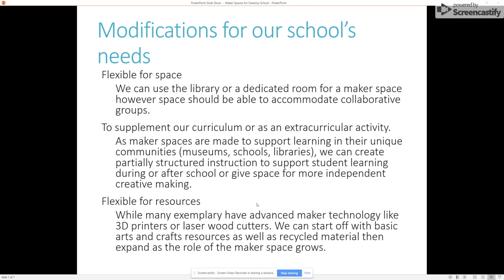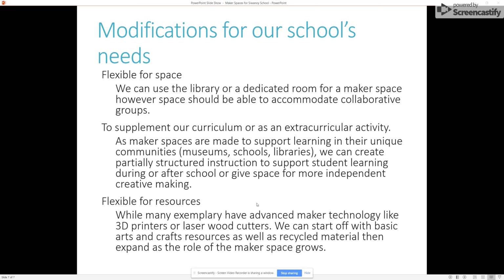Is this a worthy investment? What I would like to say is we can start off with basic arts and crafts like resources, many of which could be recycled material. And as we grow, we're adding on new tools and new things for students to be able to create more complex and more intricate designs.